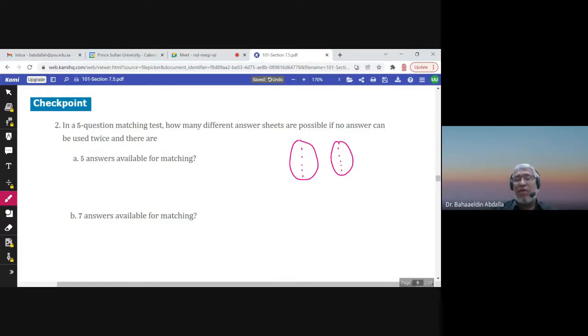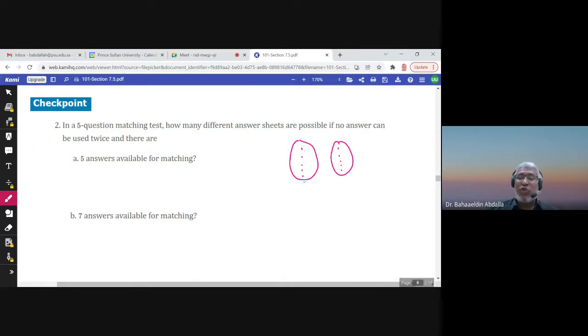So also, you can always use the fundamental counting principle with permutations here. Now we need how many different answer sheets are possible if no answer can be used twice. No answer can be used twice, and there are 5 answers available for matching. So we need to match questions with answers.